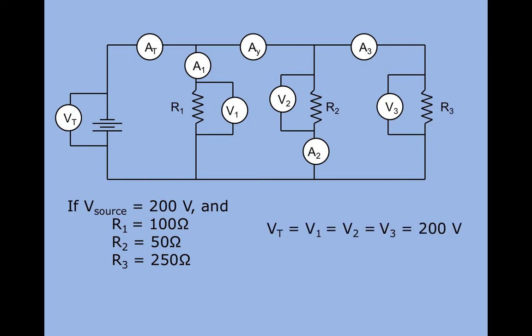Knowing that in a parallel circuit, since the electron is only going through one resistor, it has to use all of its energy before it goes back to the battery. So since the voltage of the battery is 200 volts, the potential drop over each resistor will also be 200 volts.